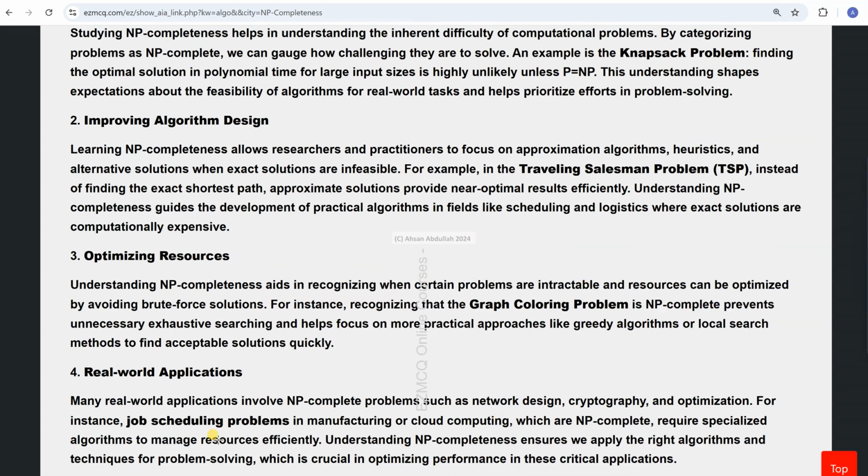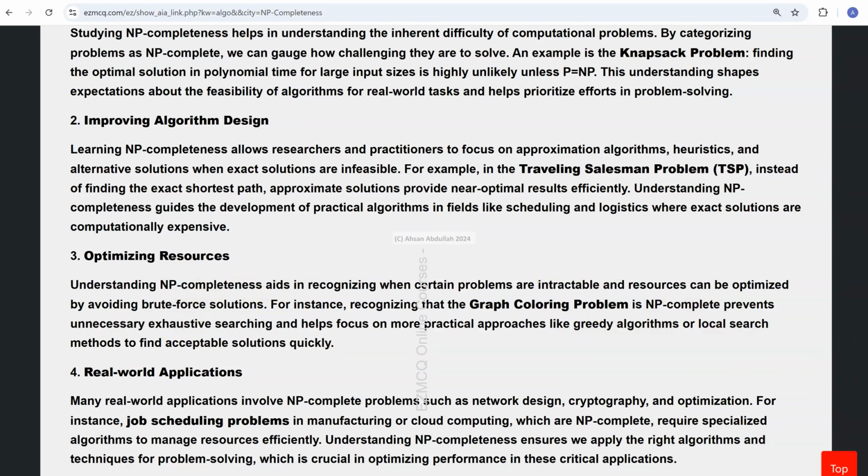So, optimizing the resources. Once we understand that certain problems are NP complete, then we know that these problems are intractable, right? So we need to optimize the resources, because if you go towards a brute force approach, it will consume all the resources all the time and memory. For example, consider the graph coloring problem, which I'll discuss in this lecture also. Graph coloring is an NP complete problem. So instead of unnecessarily exhausting resources searching for the optimal answer, it is more practical to approach with greedy algorithms or local search. Of course, they are not going to give the optimal or the best solutions, but they can provide acceptable solutions quickly with less resources.